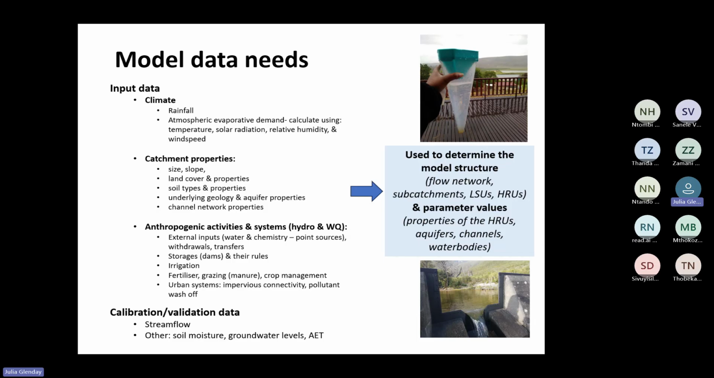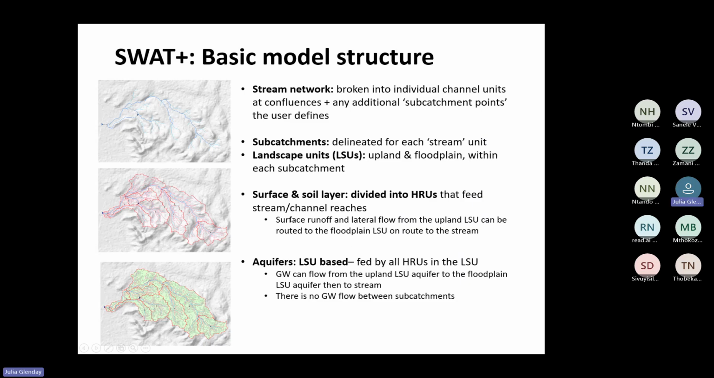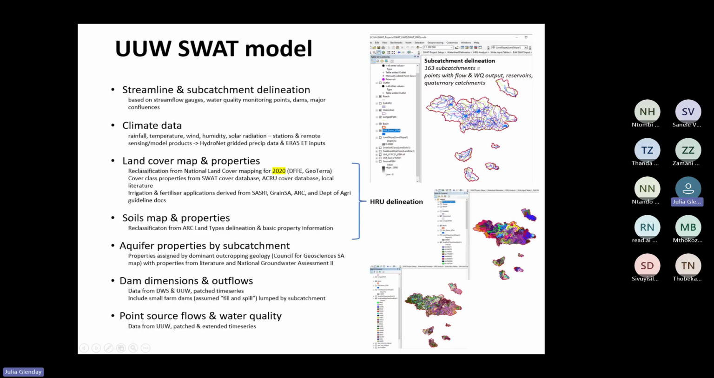So all of that goes into making that model structure we have and setting the parameter values for the HRUs based on their land covers, and setting parameters for the aquifers based on their geology, and the channels and the reservoirs. So we go through that structure of building stream network subcatchments, HRUs based on cover and soil, and aquifers based on landscape units. So what was done for the uThukela water catchment areas, you'll see a map of that.